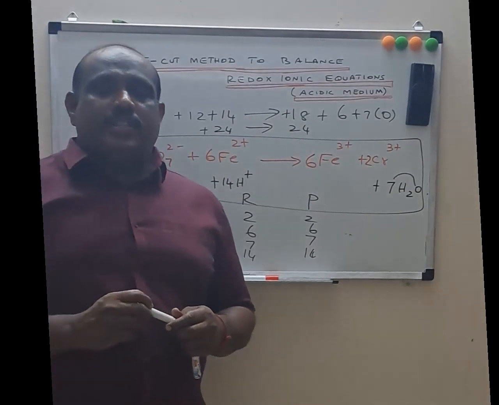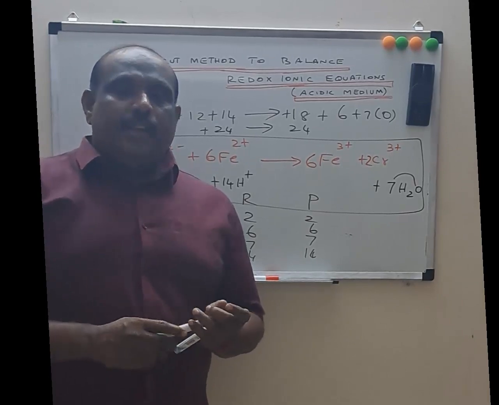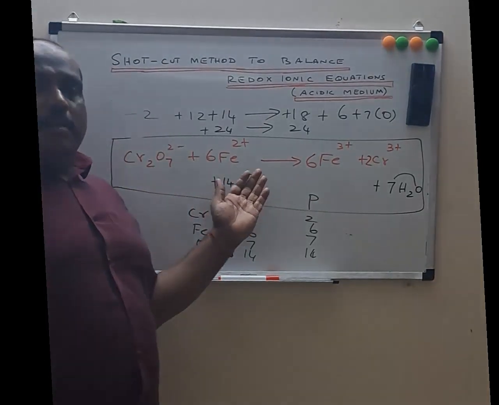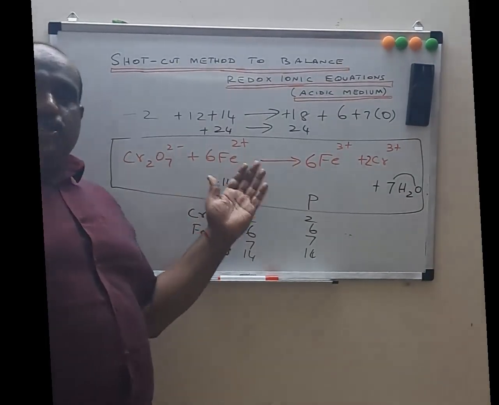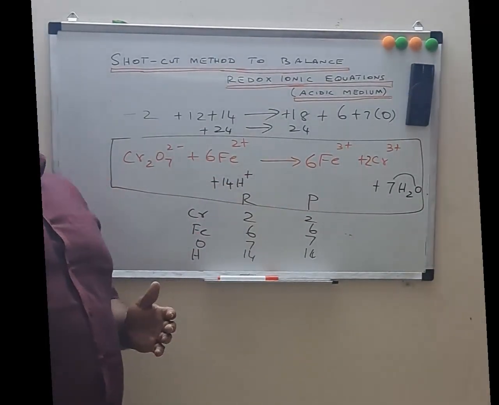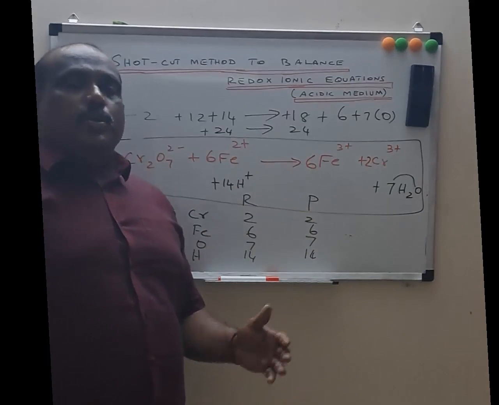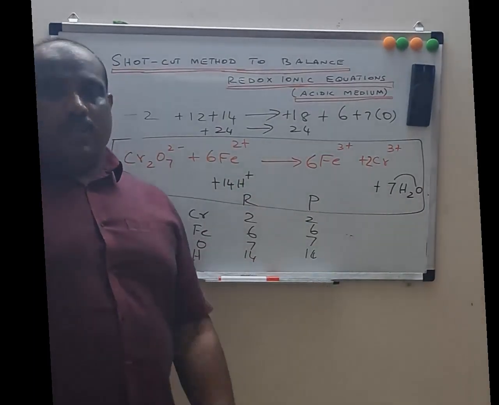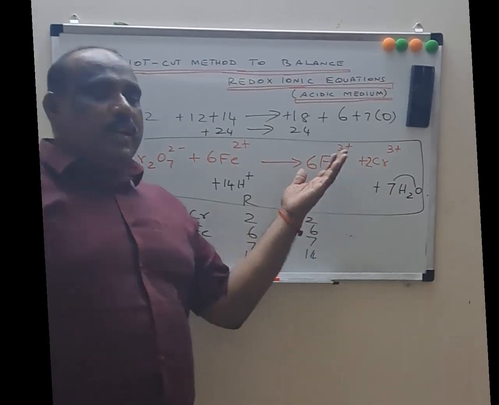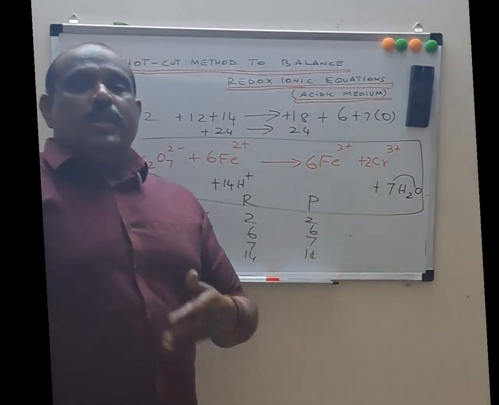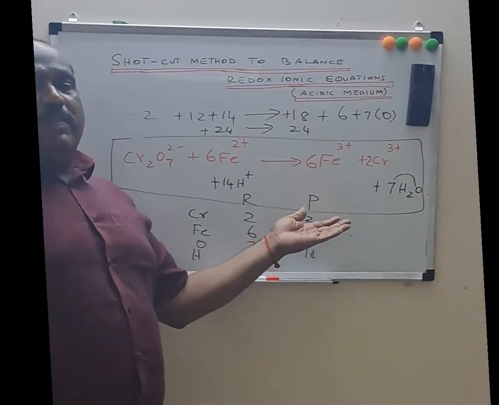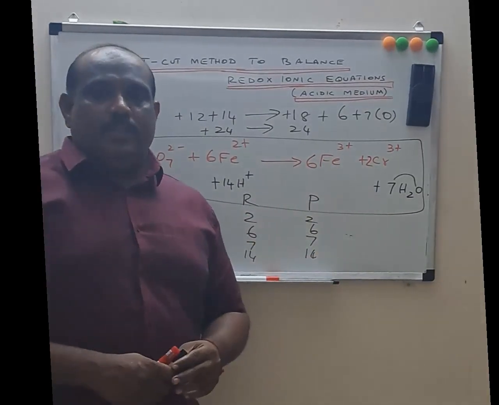So the balanced redox ionic equation is nothing but Cr2O7 2- plus 6 molecules of ferrous Fe2+ ions and 14H+ give rise to 2Cr3+ plus 6Fe3+ plus 7 molecules of water. Once again, if you want to convert from acidic to basic medium, please refer to my earlier videos on how to convert the acidic medium values into basic medium values.